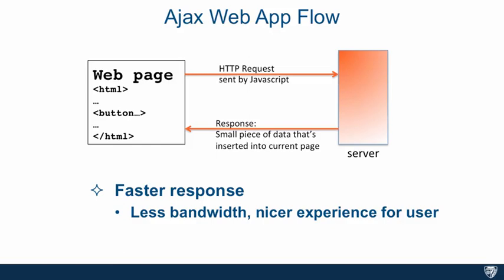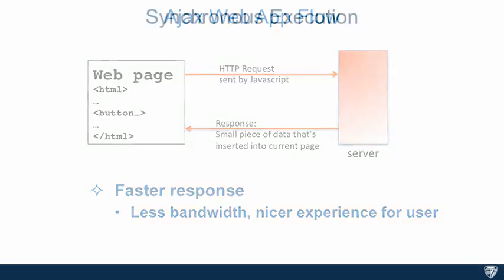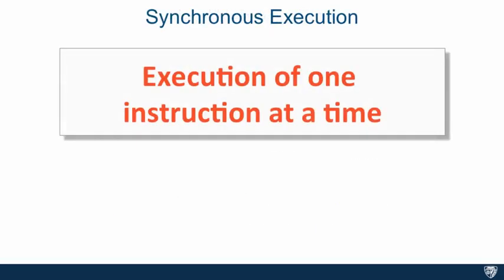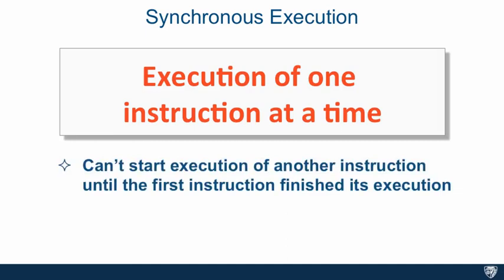Now, before we go to the process of how Ajax works, let's remind ourselves what synchronous versus asynchronous execution is, since Ajax has asynchronous as its first word. So what is synchronous execution, first of all? Well, synchronous execution is execution of one programming instruction at a time. What that means is that you can't start execution of another instruction until the first instruction has finished its execution.